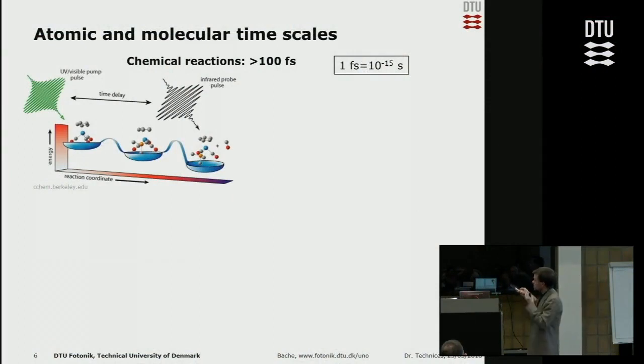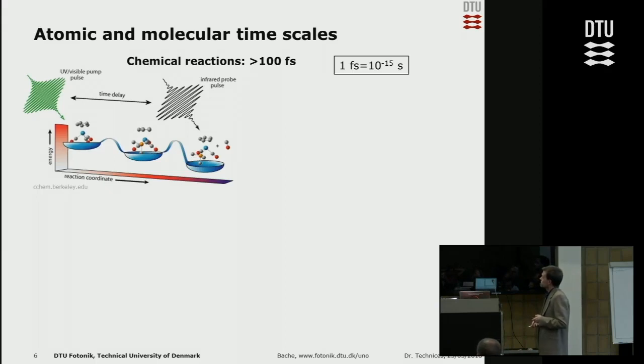So in femtosecond chemistry, you send in a pump pulse that excites the chemical reaction, and then with a certain delay, you put in a probe pulse that probes what goes on. And if you then scan the delay, then you have an idea about how the chemical reaction occurs. And this was awarded the Nobel Prize in the end of the 90s.